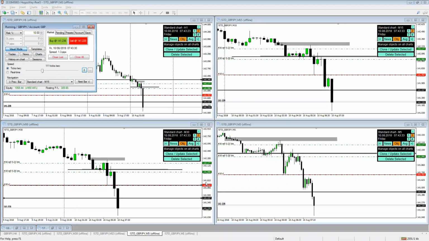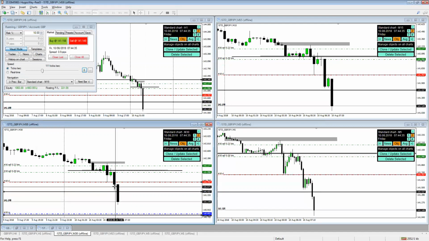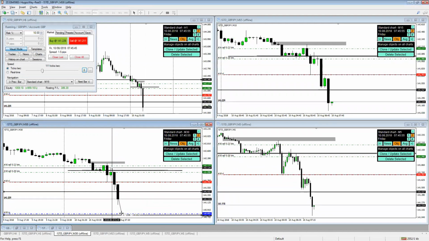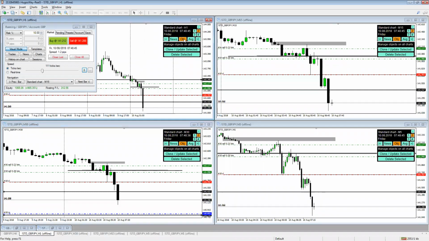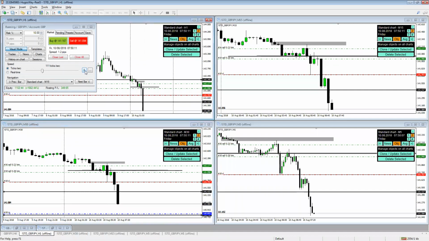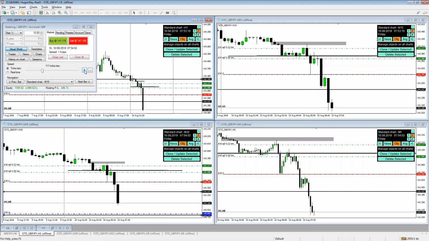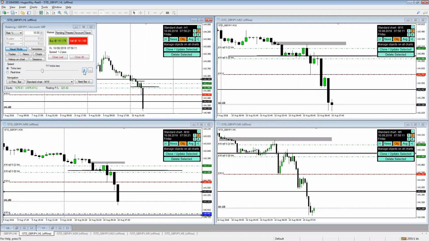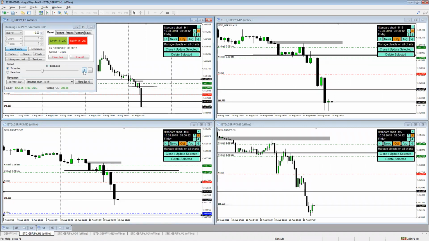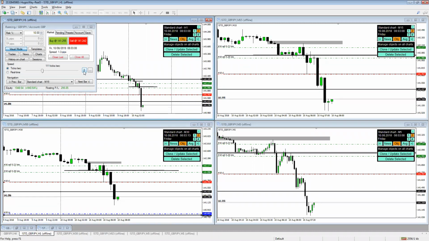Oh, shit. 130 pip. Let's go. This is still London Open, 1 hour after London. That's why London Open for GJ. Oh, so good.